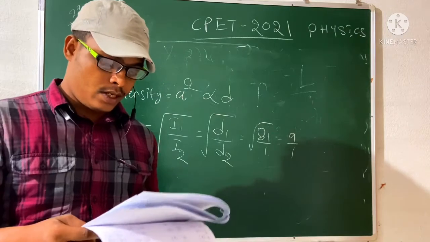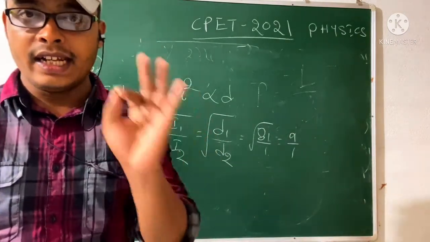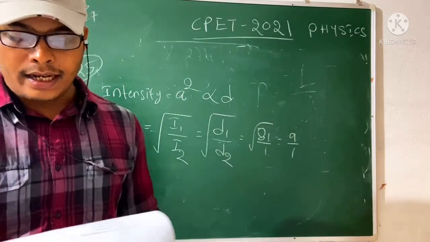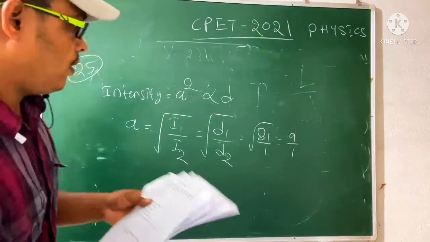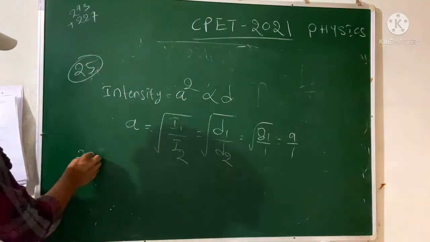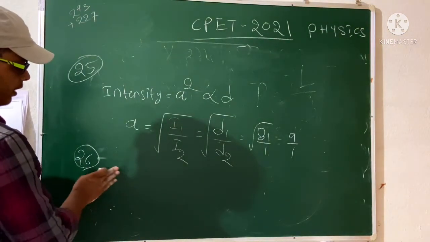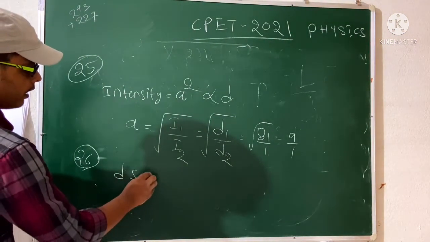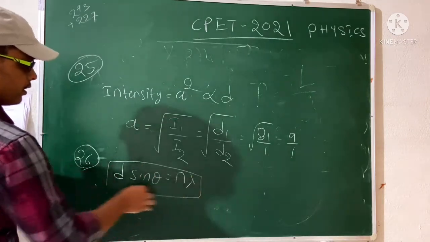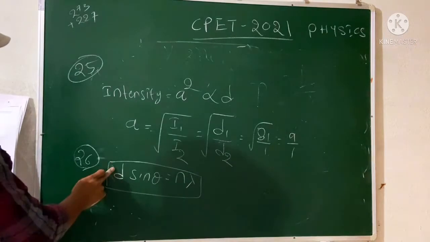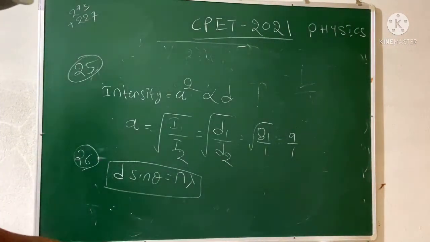Now 26. The first diffraction minima due to a single slit diffraction are at theta equal to 30 degree with wavelength given. Then what is the width of the slit? So what is the formula? Single slit: D sin theta equal to n lambda. This is for single slit. If this is double slit, then 2D. If this is single slit, D sin theta equal to n lambda.